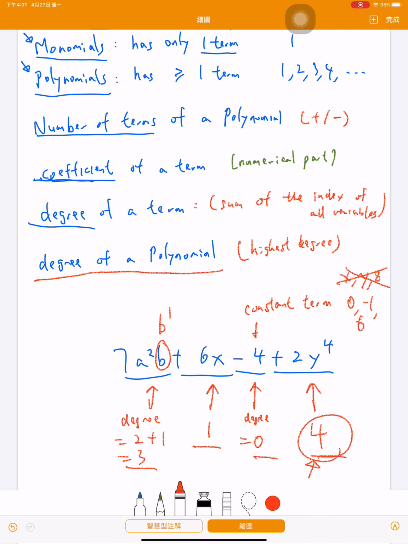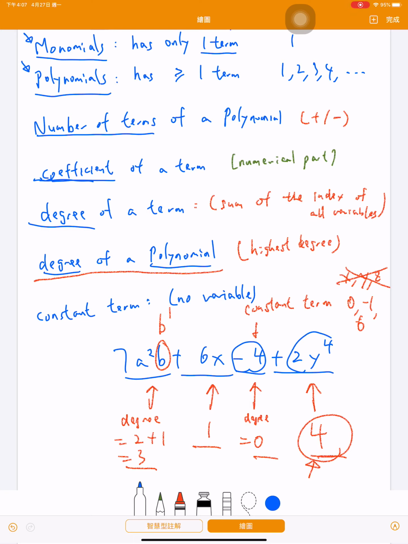Okay. So we have learned how to find the degree of a polynomial. And also we have told you the meaning of the constant term. That is no variable, no x, y, z, a, b, c. Okay. No variable, just the number. Then this one is a constant term.